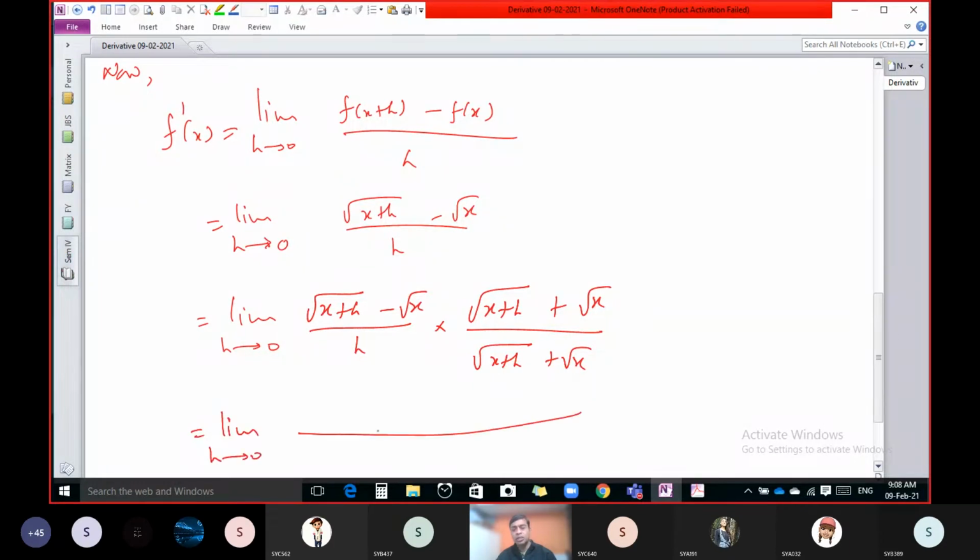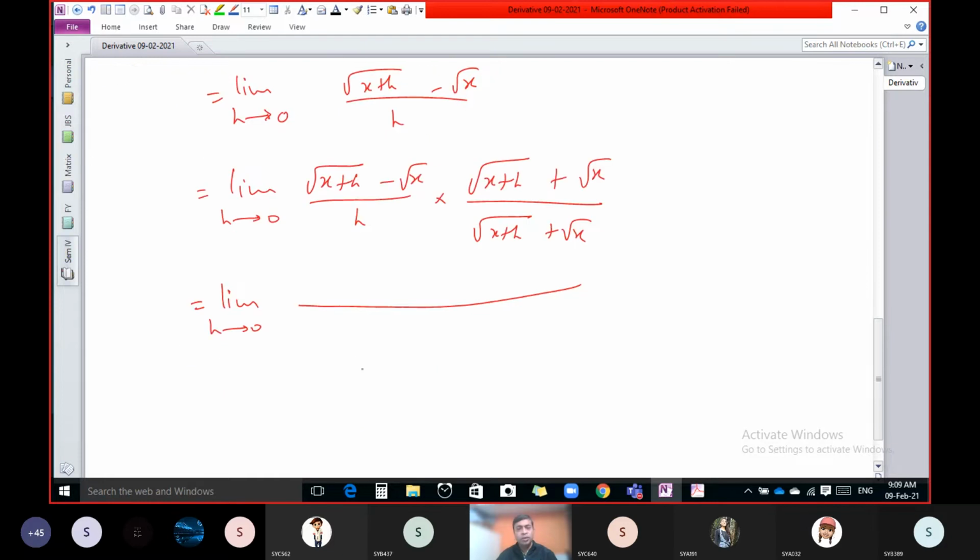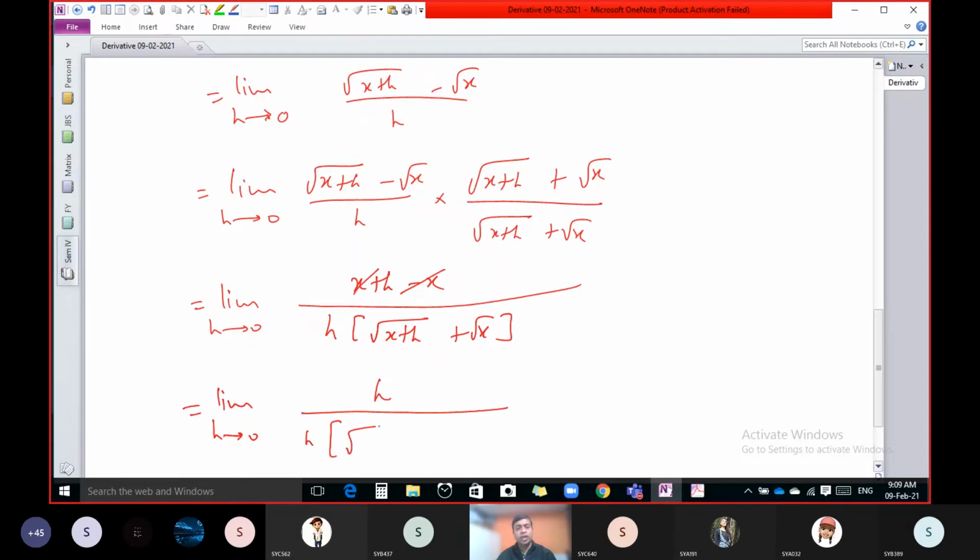In the denominator obviously there is no change. You can put h and root x plus h plus root x as it is. What do we get here in the numerator? x plus h minus x. Correct. And now you can cancel this x. So we get h divided by h in bracket root of x plus h plus root x. You can cancel this h.